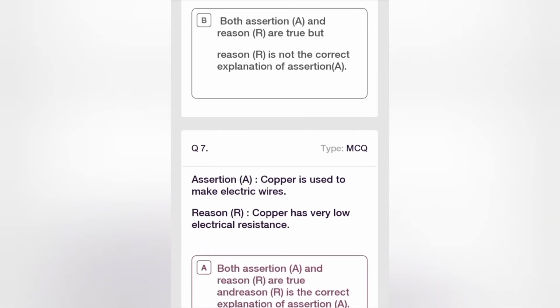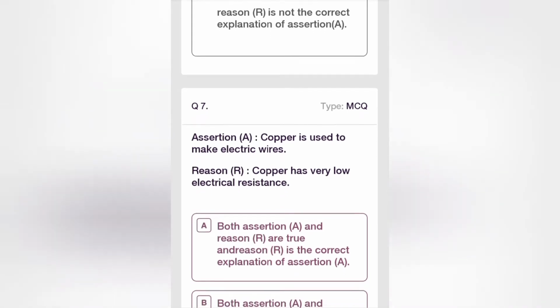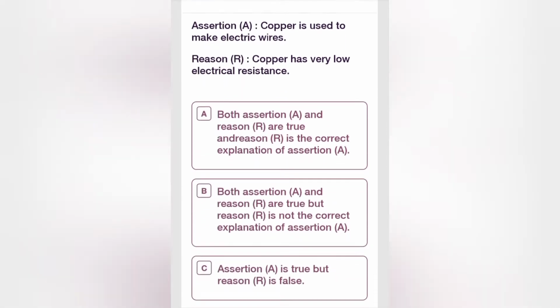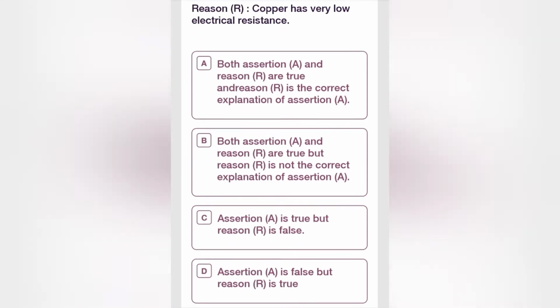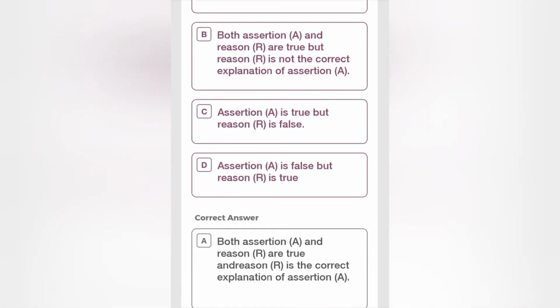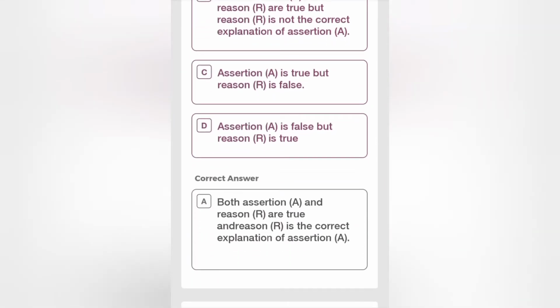7th question. Copper is used to make electric wires. Yes, that's right. Reason is copper has very low electrical resistance. Yes, copper has low resistance as well as resistivity. Okay, so it is a good conductor. That's why it is used in electric wires. So both assertion and reason are true, and reason is the correct explanation of assertion. So it must be option A. A is the correct answer.